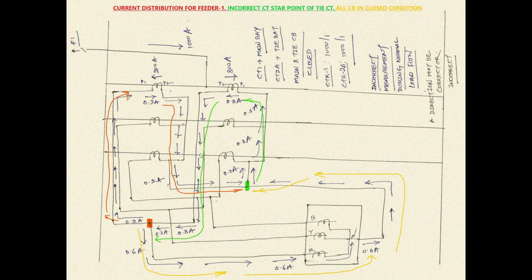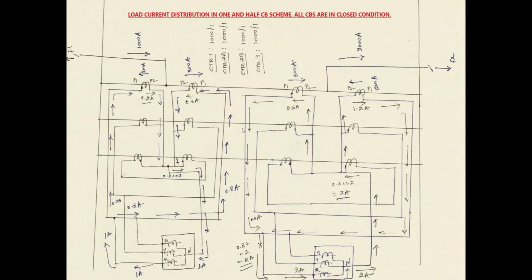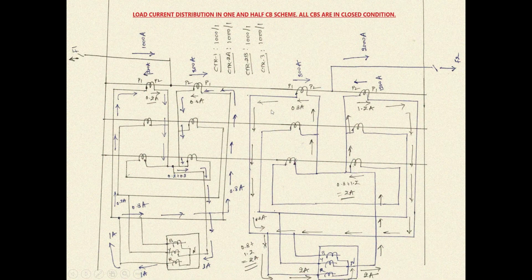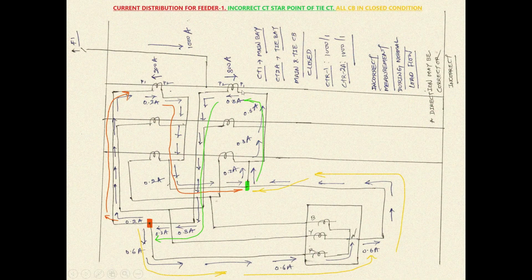Now come to the next point. In this case, for the sake of simplicity, from now onwards I am not going to consider both feeders. I will consider only one feeder, and I will explain the various current distributions when one of the breakers is under shutdown, the second breaker is under shutdown, or the CT star point is not proper. I will explain each of these concepts. So in this particular case, I am going to explain the current distribution for feeder 1 for the incorrect CT star point of the tie CT, and all CBs are in closed condition.